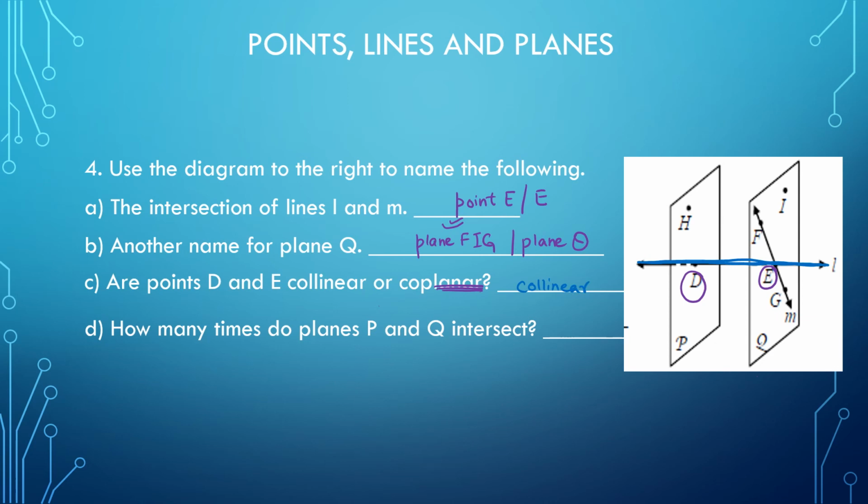Part D, how many times do plane P and Q intersect? Now let's look at plane P and Q. Plane Q and P are 2 separate planes. They do not meet at any line. Like if you hold 2 sheets of paper, one in your right hand and one in your left hand, they're not intersecting. They're parallel. So there is no intersection. So it's 0.